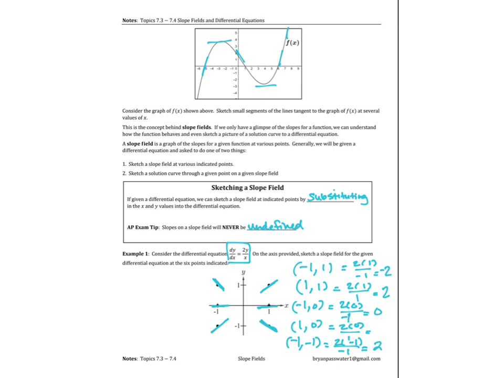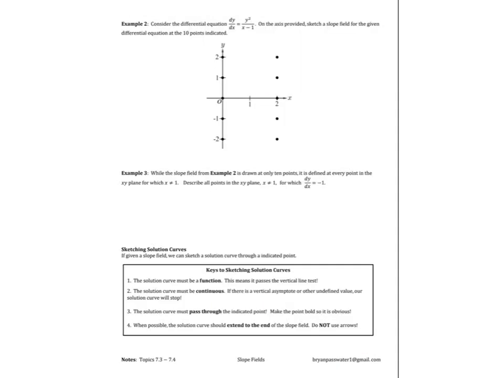You substitute the points into the equation and you figure out what the slope would be there and you sketch it. Okay. We can walk through a couple of these points, but I don't want to do all 10. That's going to take a very long time. So just getting a couple of these down.